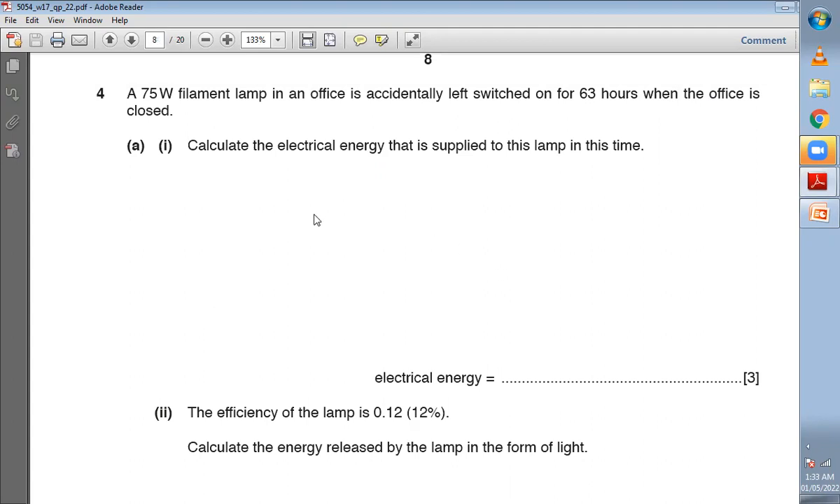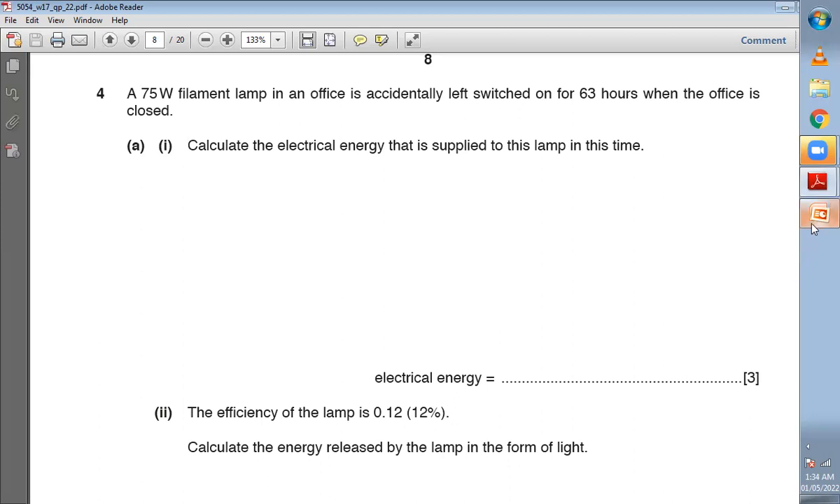Okay, so the power of the filament lamp is given and the time is given in hours. So I can calculate the electric energy used, and there are two ways to do this. One way is to calculate the electric energy in kilowatt hours, and for that you have to convert the power into kilowatts, and then you take the time in hours and multiply them, you get kilowatt hours. The other method is to find the energy in joules. For that, the power will be taken in watts and the time will be taken in seconds. So 63 hours, each hour has 3600 seconds. So you multiply 63 with 3600 and you get the time in seconds.